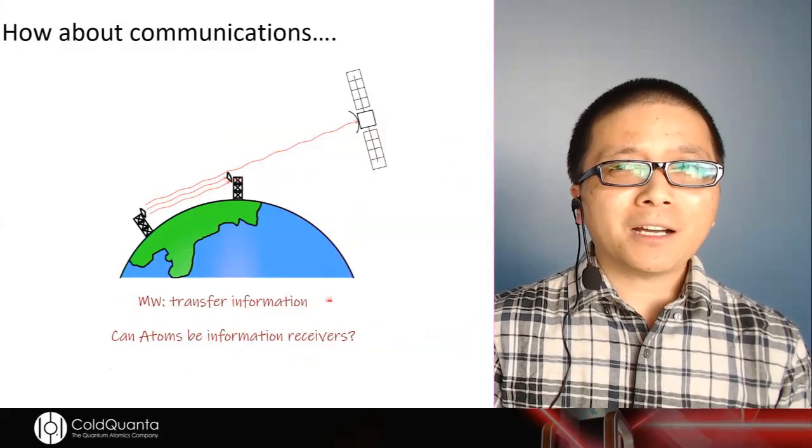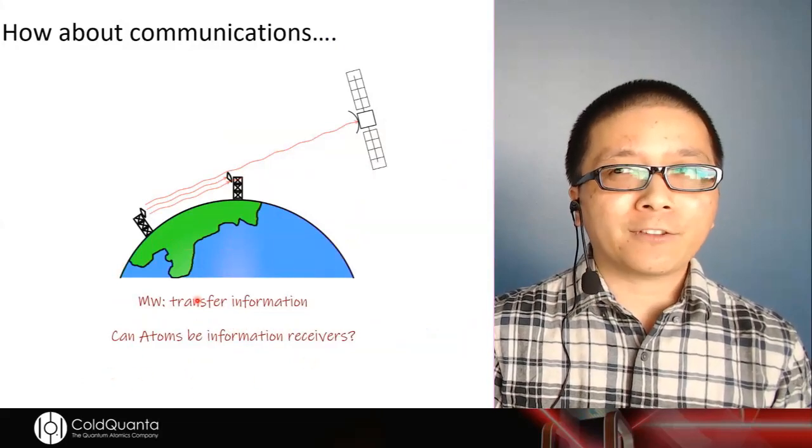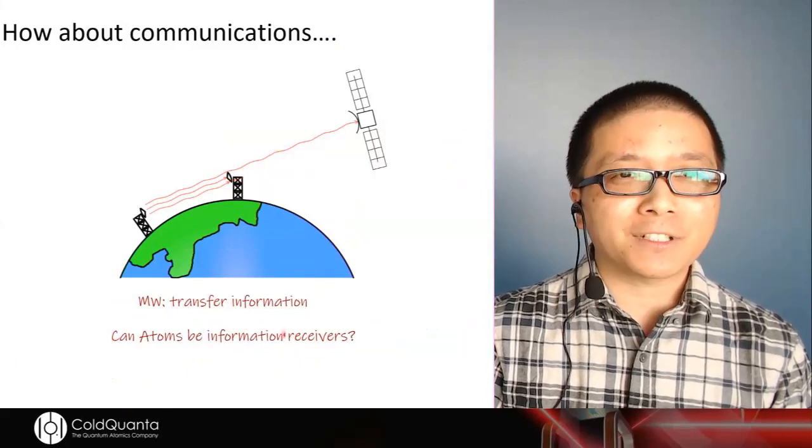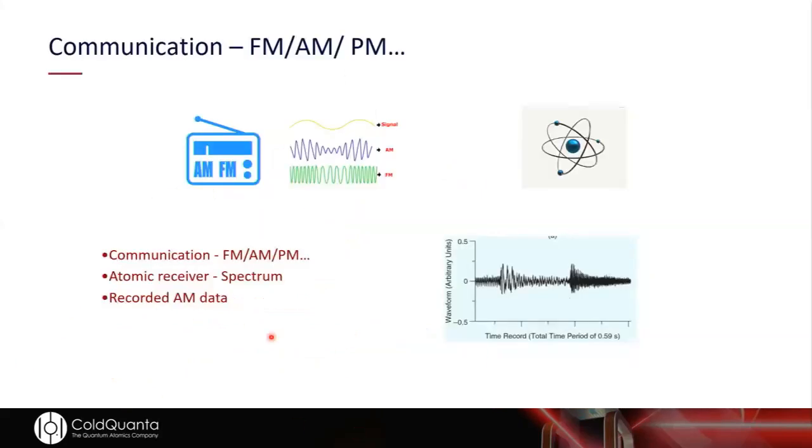The main application of microwaves is to transfer information. Can atoms be information receivers? A lot of applications use FM, AM, or PM waves to transfer information. This is the AM feature, and this is the FM feature. The signal can be demodulated like this. It turns out that AM, FM, or PM waves can be detected by atoms and read through atomic spectroscopy.